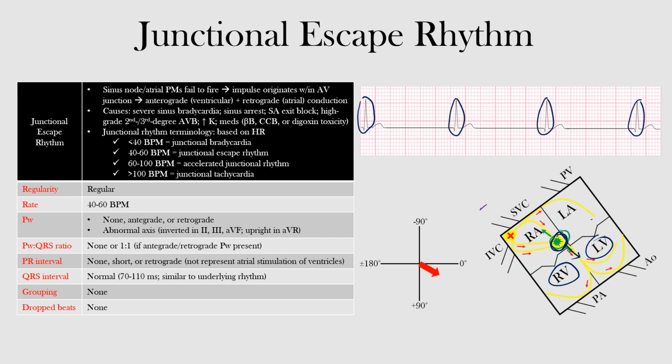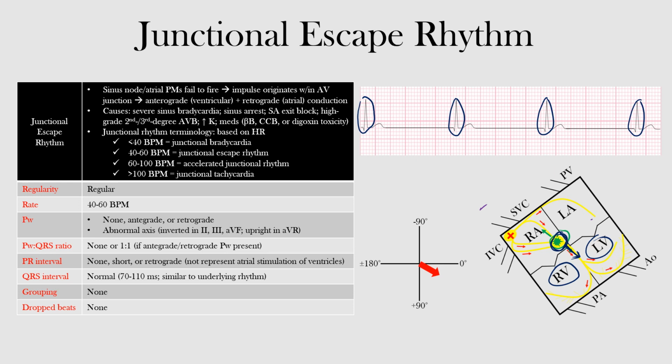So notice that they're narrow. Everything below here is normal and narrow. Okay, so normal intraventricular conduction. Now there's also retrograde conduction to depolarize the atria. And because both ventricular and atrial depolarization are happening nearly simultaneously, the QRS complex and P wave will appear together.